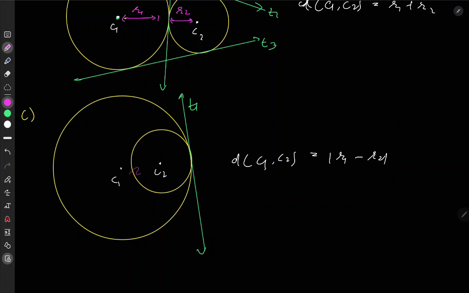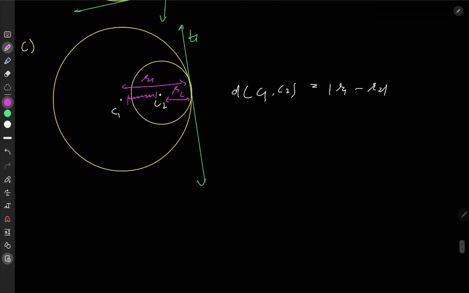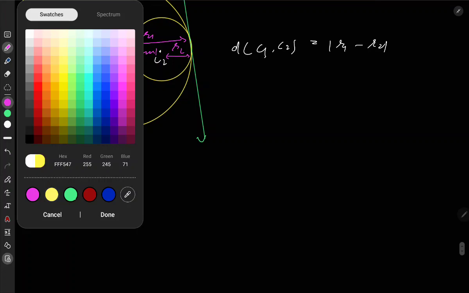And how did we get this? So let C1 be the distance of the center 1 and C2 be the distance of second center, and I mean radius of the second circle, and this will be the radius of the first circle. So if you subtract these, we get this distance, which is the distance that we want. So this is the easy one.